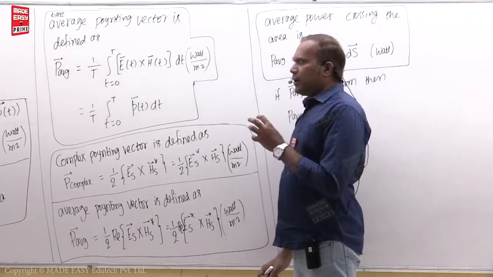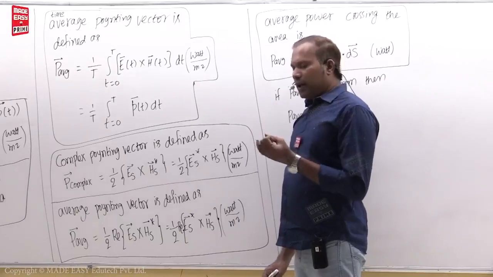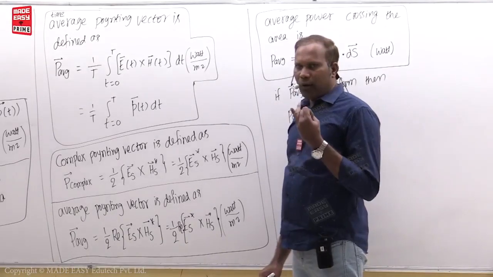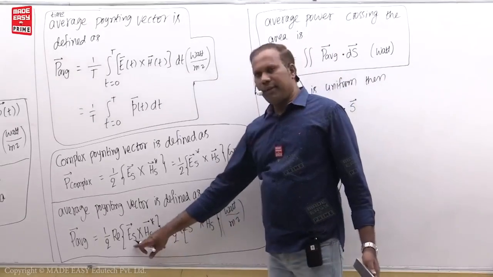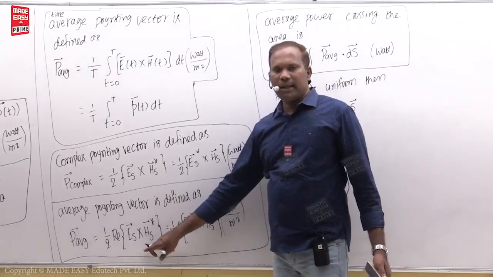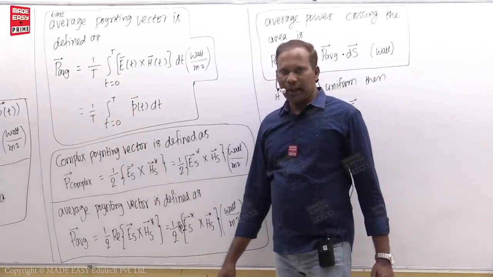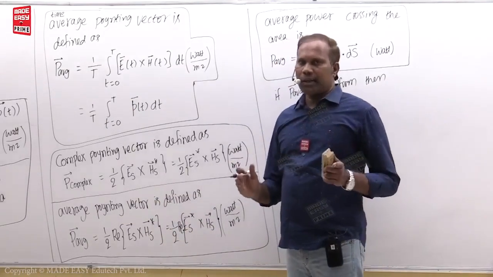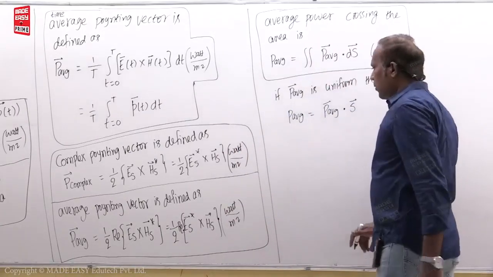Are you able to observe? We found the electric field equation. Then we found the magnetic field equation. You substitute the electric field equation here in the phasor domain. Substitute the complex conjugate of the magnetic field equation in the phasor domain here. Then you get the average Poynting vector. Then you have to remember the final answer. Don't bother about the derivation. Now I am doing the derivation. You keep watching now.